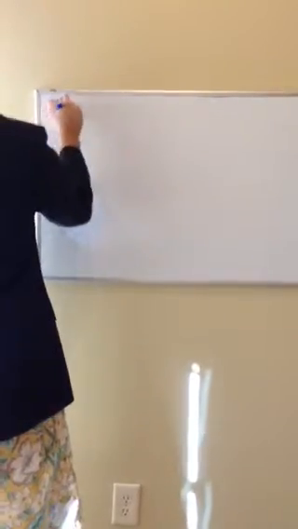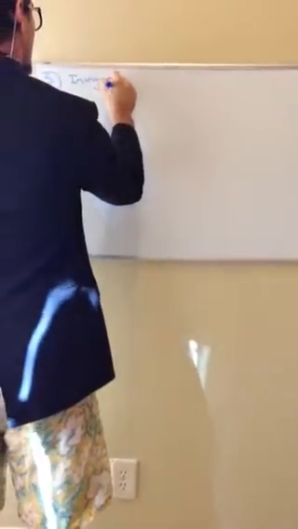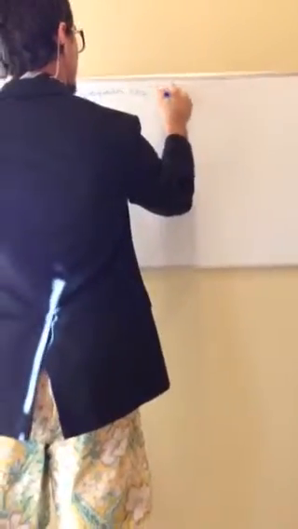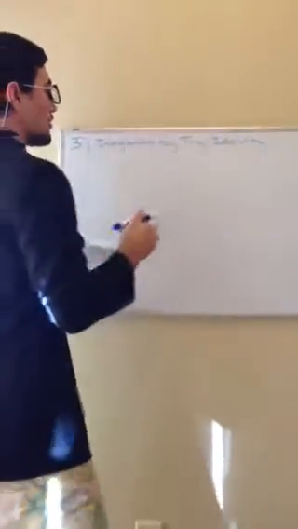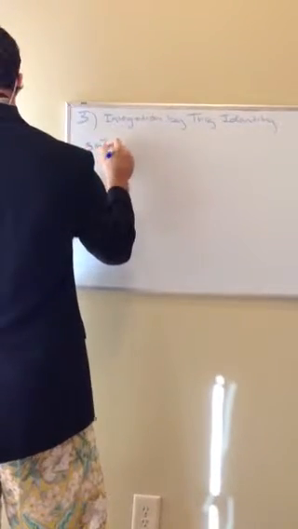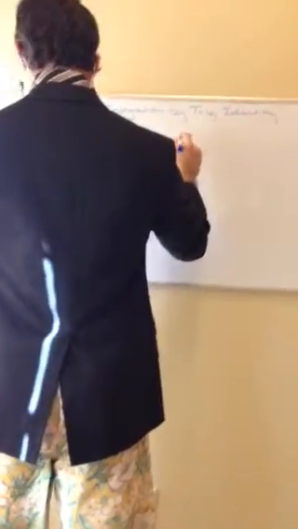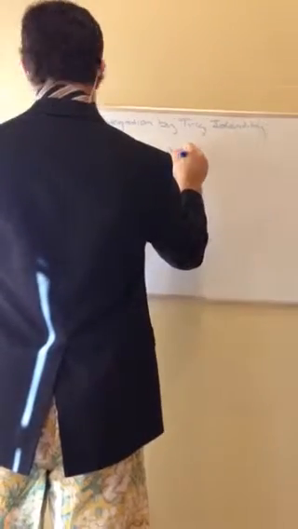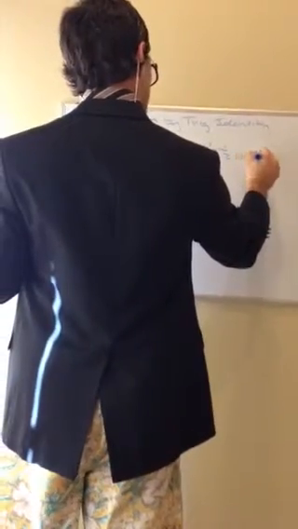Okay, problem number 3. We will be doing integration by trig identity. Now, when we are integrating by trig identity, you're going to want to memorize a few identities. I will give you a few. You are going to want to know that sine squared x plus cosine squared x equals 1. You're going to want to know that sine squared x equals 1/2 minus 1/2 cosine 2x.